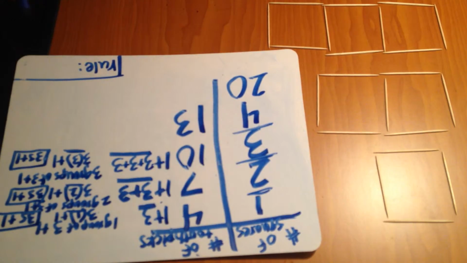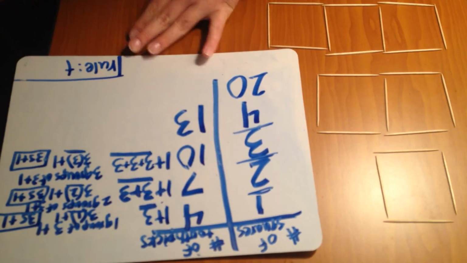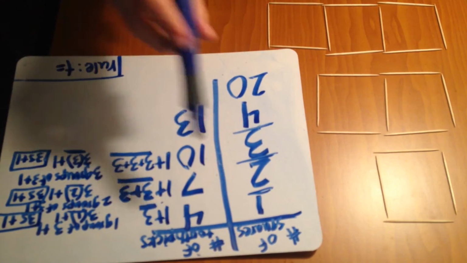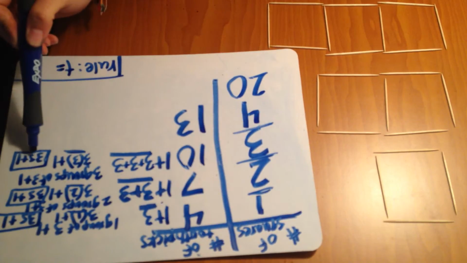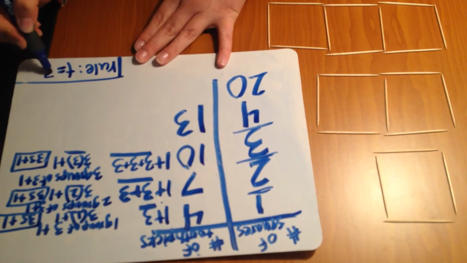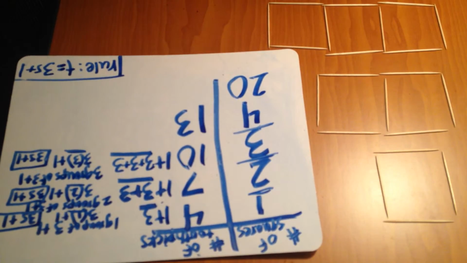I know that the number of toothpicks, which I'm going to represent as T, is equal to the number of squares times 3 plus 1. This is at least what I think it is.